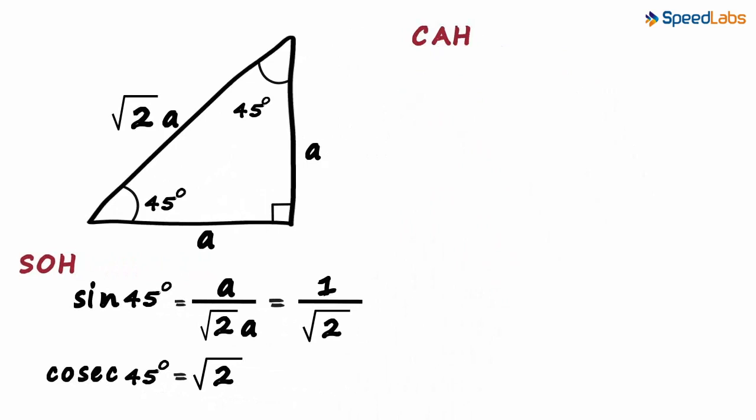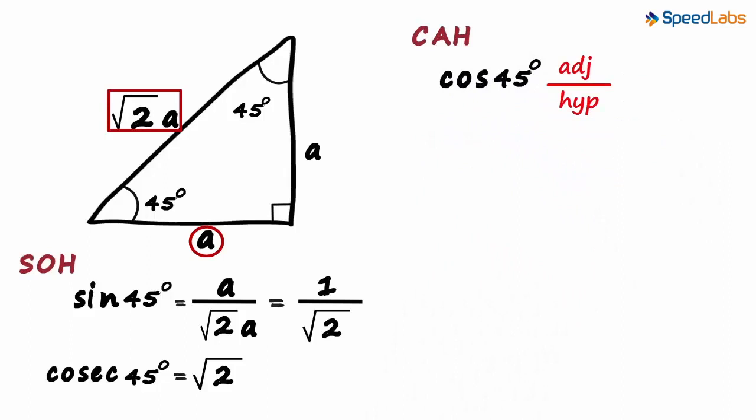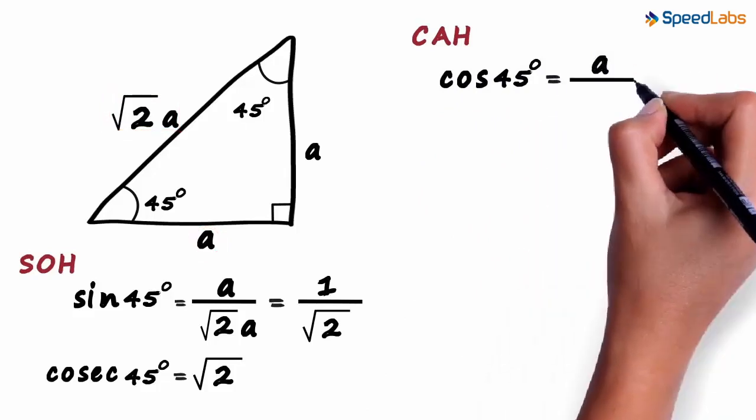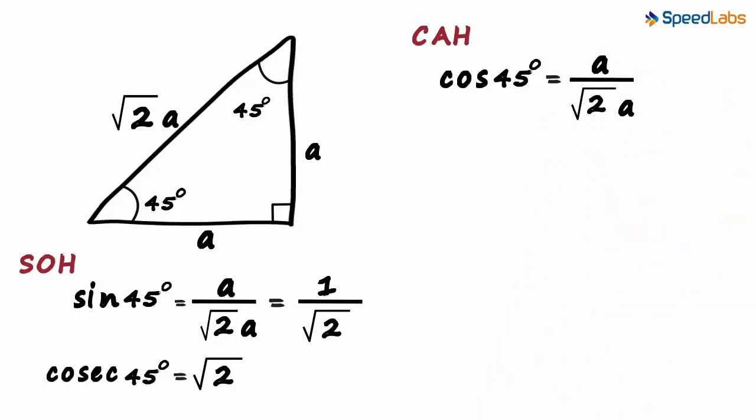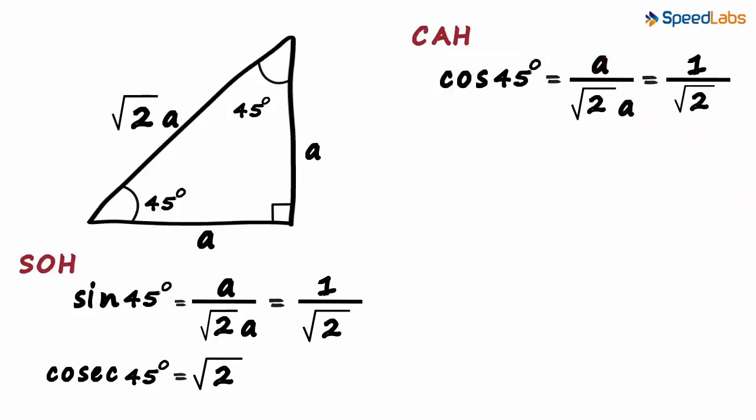CA tells us cos equals adjacent by hypotenuse. With this formula, let's try finding cos 45 degrees. Adjacent by hypotenuse. Adjacent is A and hypotenuse is root 2A. So this will equal A by root 2A. A cancels out and we get cos 45 degrees equal to 1 by root 2.